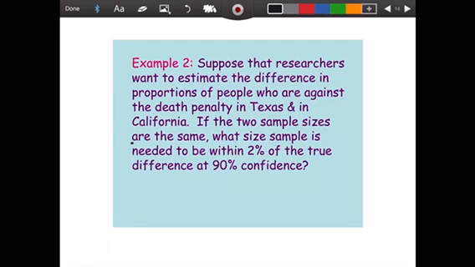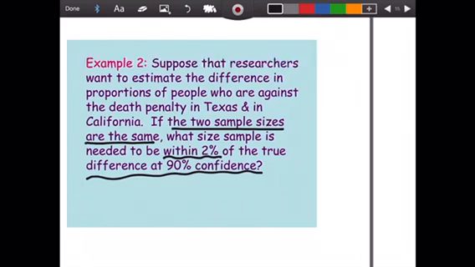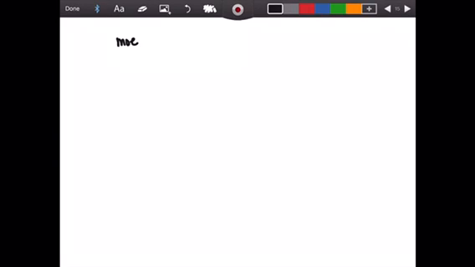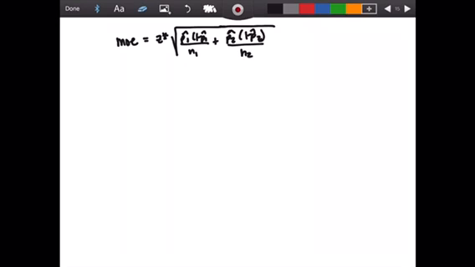If the 2 sample sizes are the same, and that's key here, what sample size is needed to be within 2% of the true difference at a 90% confidence level? Well, remember, within is our margin of error. So when we're looking at a confidence interval, our margin of error is our critical value times the standard deviation. Now, we were told we wanted to be within 2%, so our margin of error is 0.02.